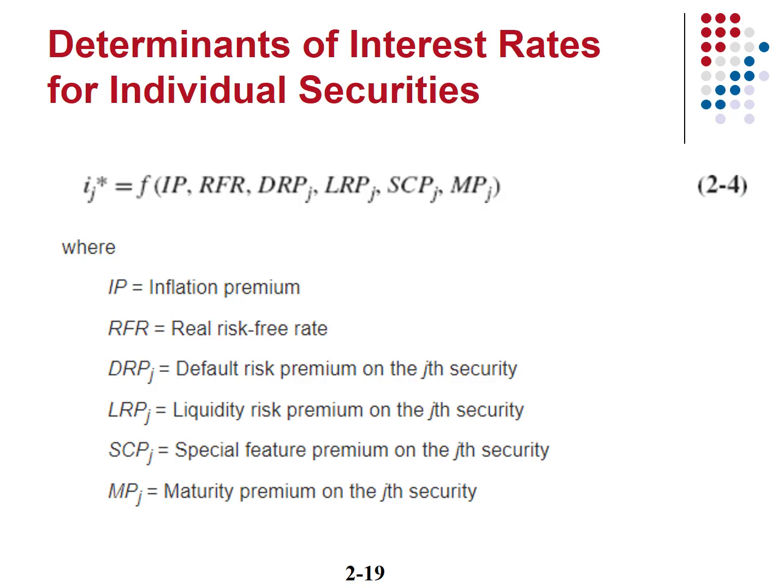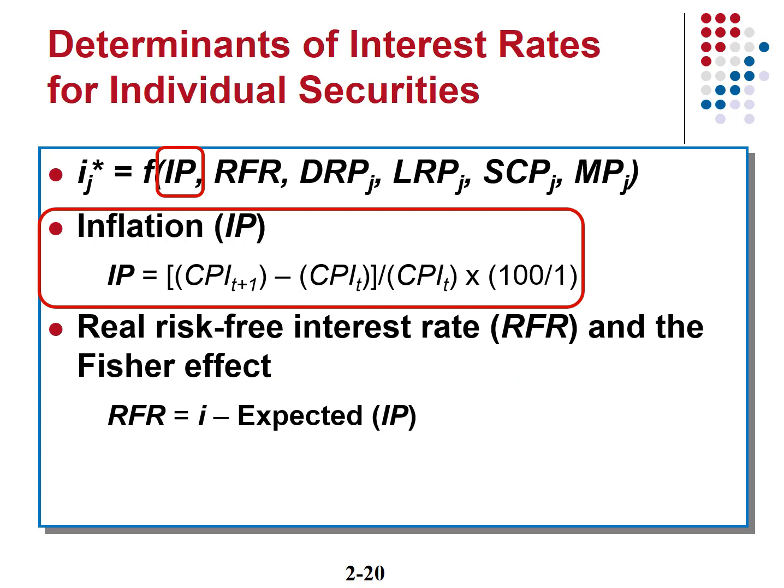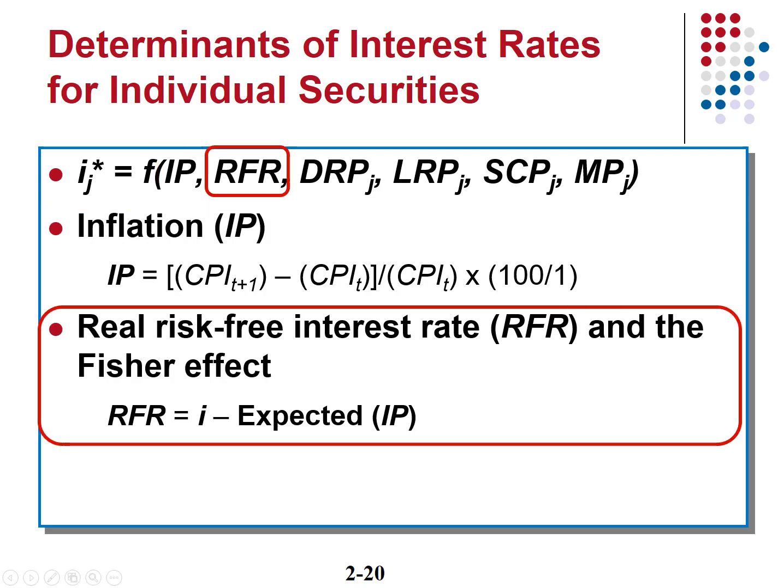Looking now at the determinants of interest rates for individual securities. We're going to look at each one of these elements individually on the following slides. The inflation premium is merely the percentage change in the consumer price index. The real risk-free rate, which is also frequently shown as R*, is defined by the Fisher effect, which says the real risk-free rate is equal to the observable nominal rate, I, minus the expected inflation premium.